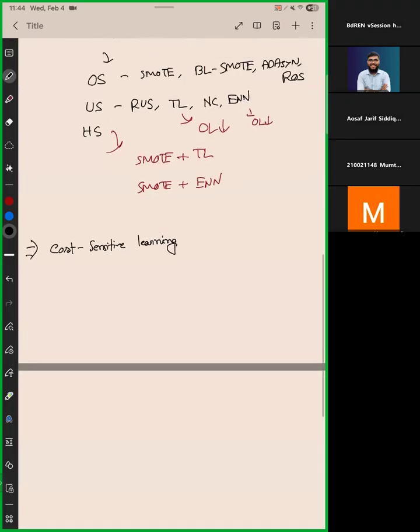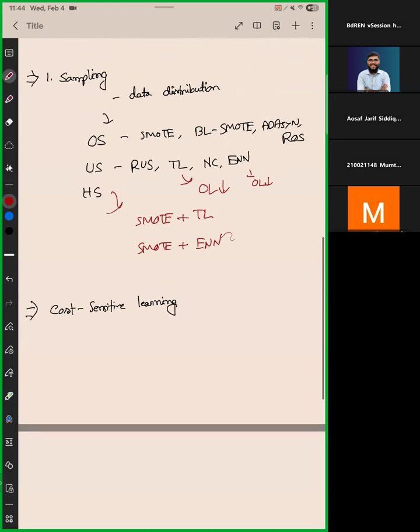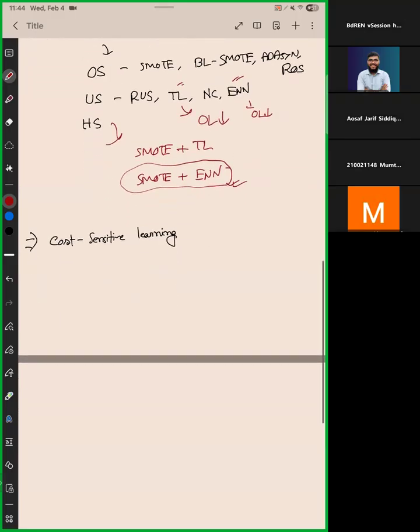So among all these techniques, SMOTE ENN is generally going to perform the best. ENN is much better than Tomek link. ENN actually performs better than Tomek link, so SMOTE ENN is likely going to give you better performance compared to the other one. So that's your sampling part. Now, cost-sensitive learning.